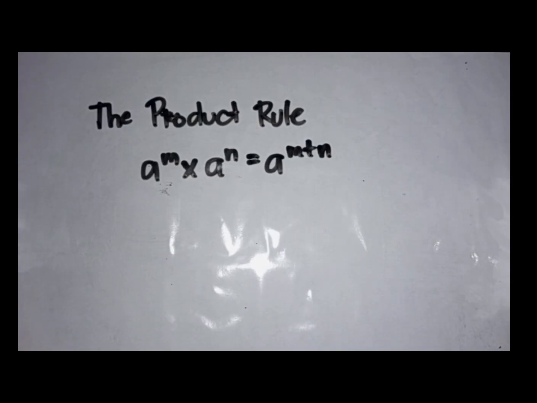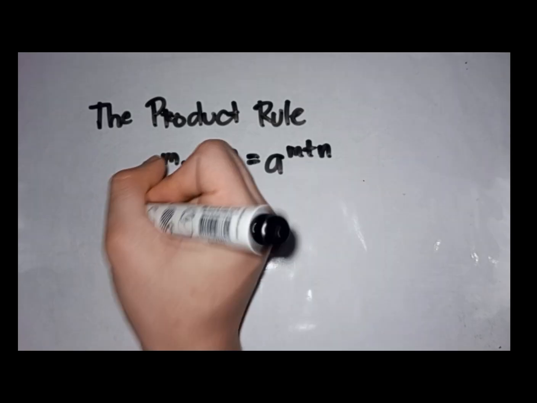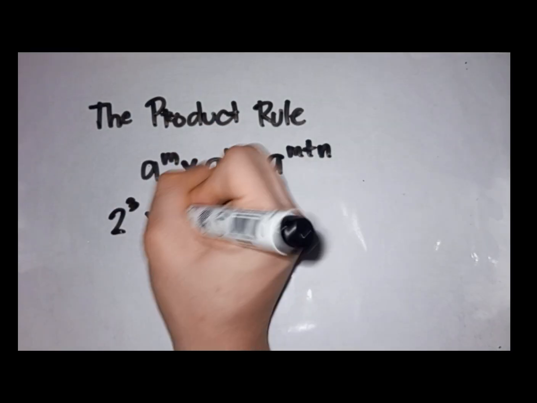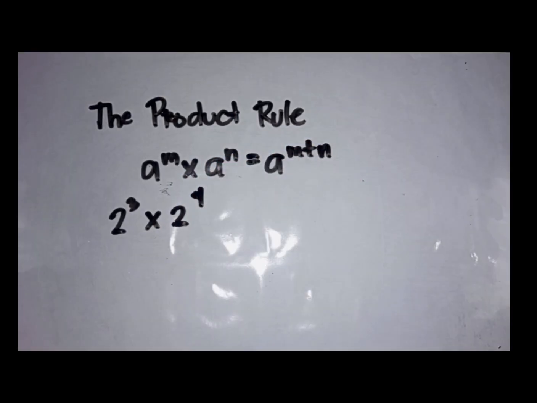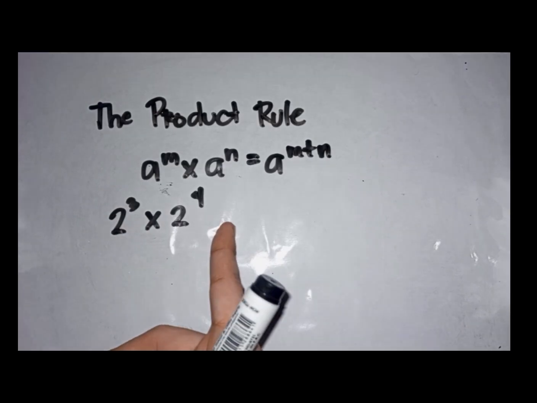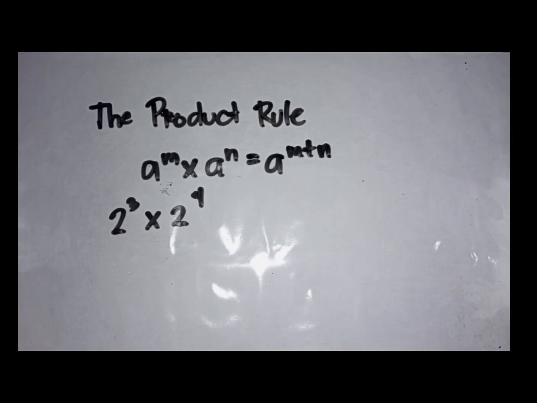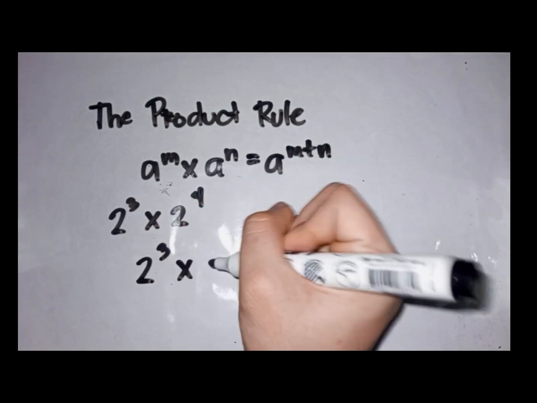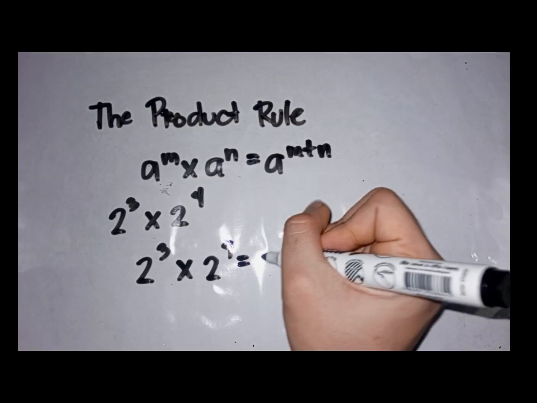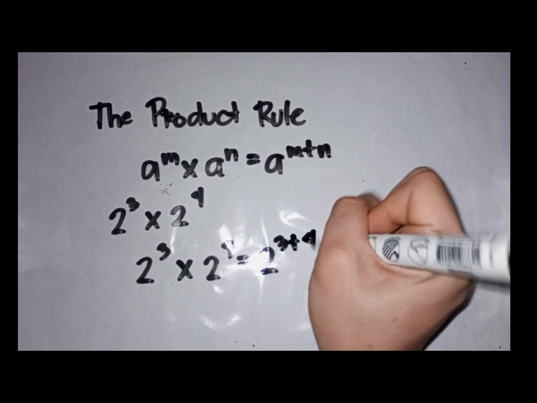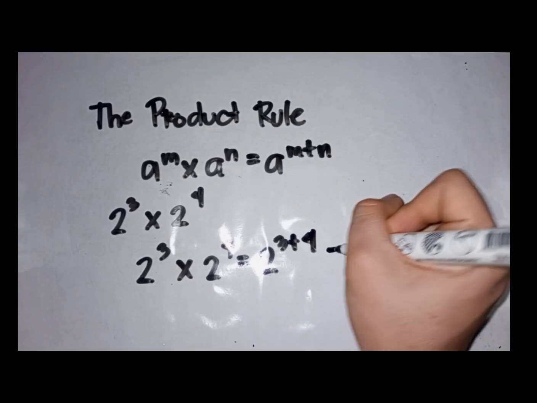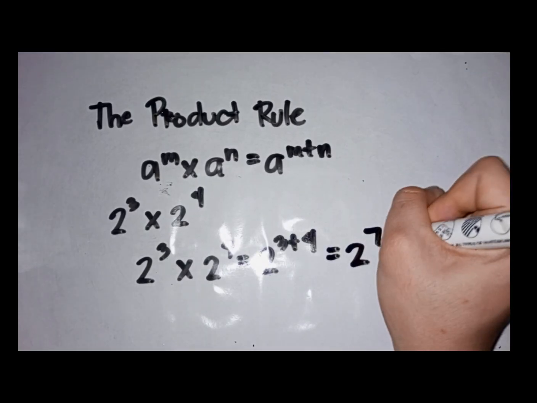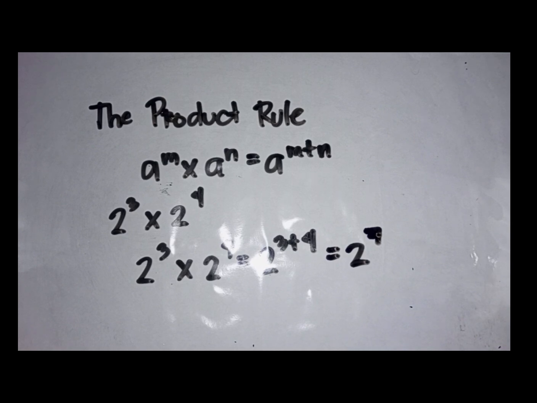Now let's have an example. Let's look at 2 raised to 3 times 2 raised to 4. Okay, the base is the same, which is 2. The exponents are 3 and 4. According to the rule, we just add the exponents 3 plus 4. So 2 raised to 3 times 2 raised to 4 is equal to 2 raised to 3 plus 4. Now 2 raised to 3 plus 4 is 2 raised to 7, since 3 plus 4 is 7. So that is our product rule.